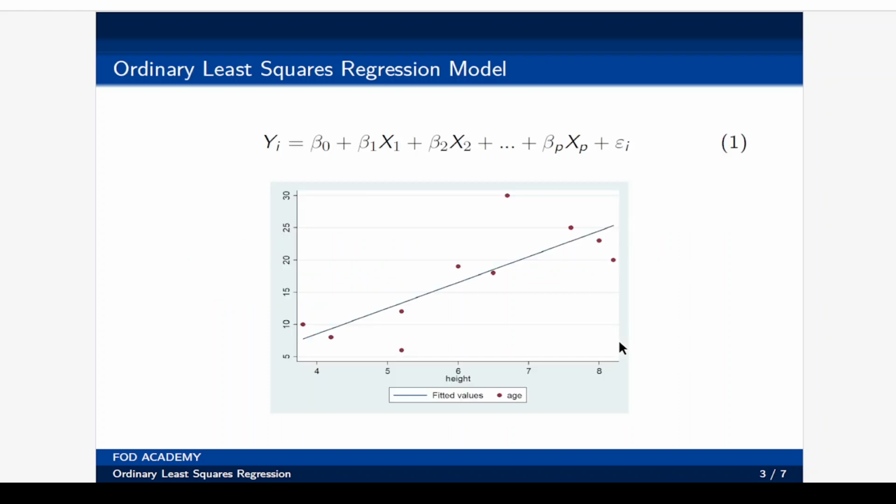Here is the general model for the least squares regression, where y represents the dependent variable, beta naught, beta 1 down to beta p represent the coefficients of the independent variables, x1 down to xp represent the independent variables, and ei represents the error term. The graph shown is a simple graph fitted for the OLS regression. The difference between the dotted points and the fitted straight line represents the errors or the residuals.